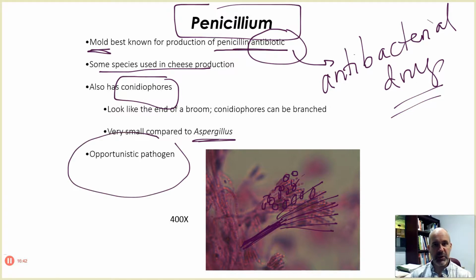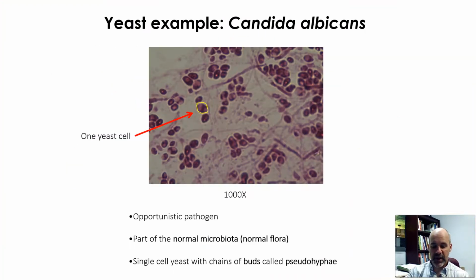And this is also an opportunistic pathogen. So we're used to thinking about penicillium: hey, that makes penicillin. That's a great thing. But in people who have weakened immunity, it can cause infections.